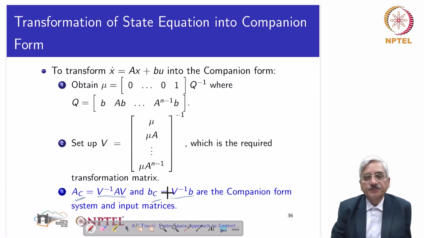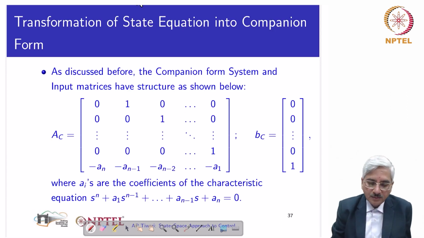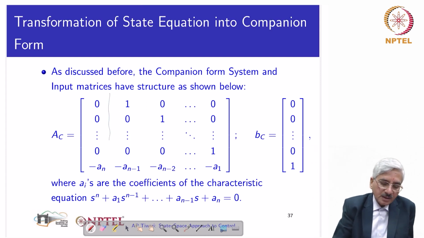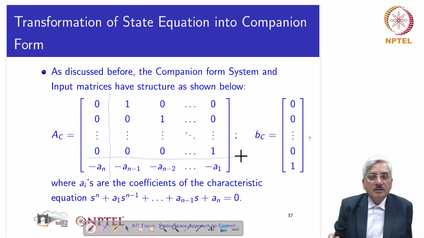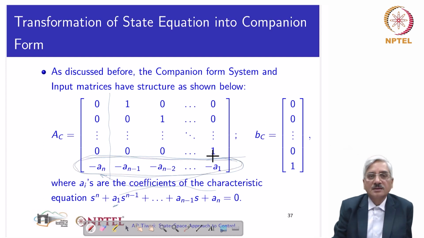So in the companion form, as we discussed in one of the previous lectures, the system matrix has a very interesting appearance like this. The last row is the coefficients of the characteristic equation taken in reverse order. A1 appears last and An appears first. The last row is the same as the coefficients of the characteristic equation.